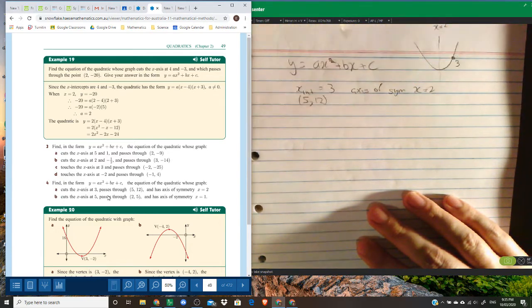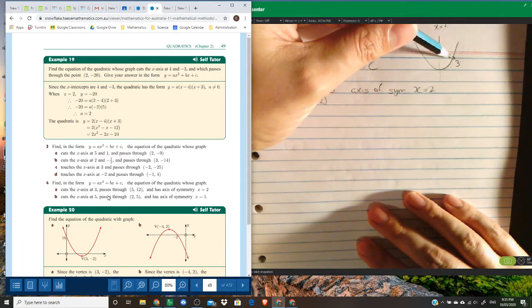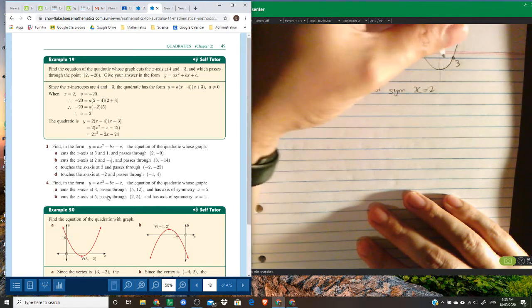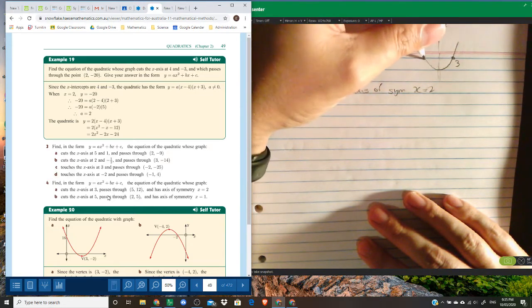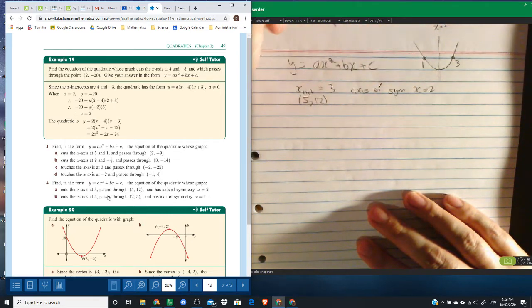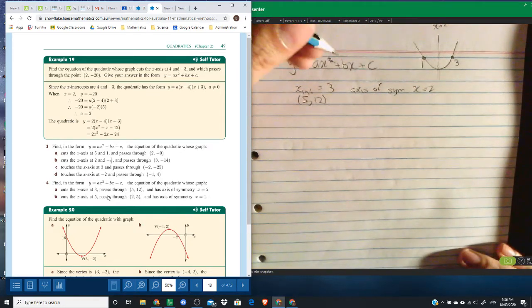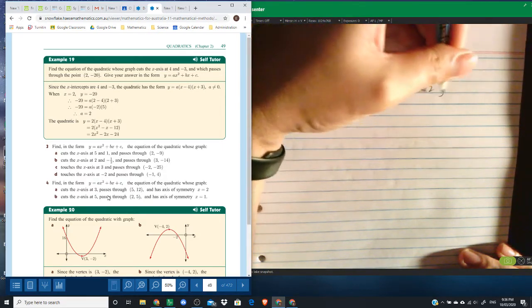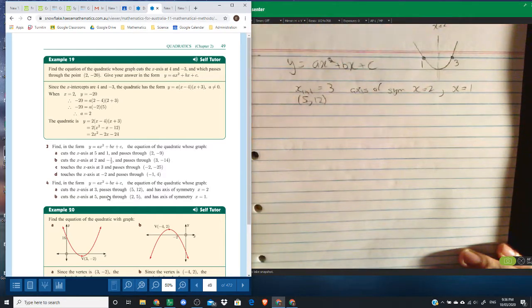Now you have a corner over here of 3. Now the idea of symmetry is whatever's to the right must be mirrored on the left. So if that's at 2 and that's at 3, then if that's 1 unit over, this must be 1 unit over, so that must be at 1. So we're also telling you we also have x equals 1 as another x-intercept. So put it there. All right, so we have 2 x-intercepts.